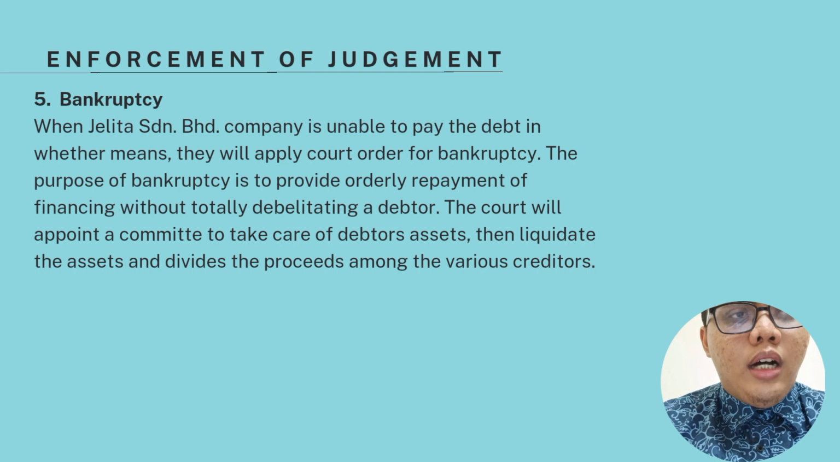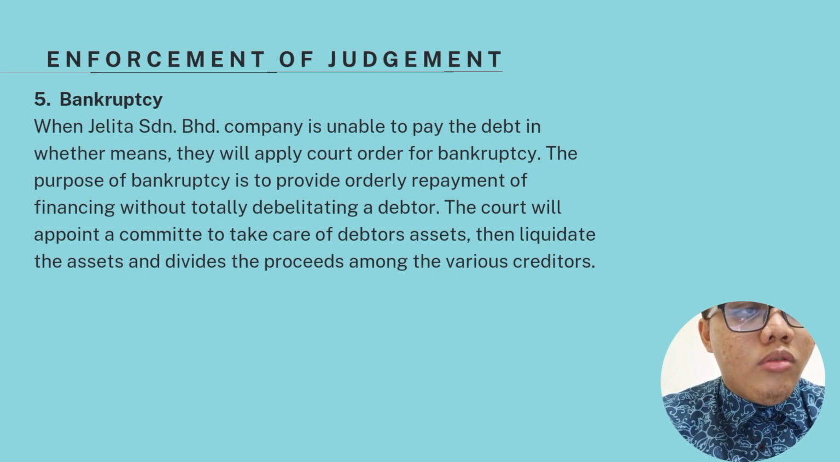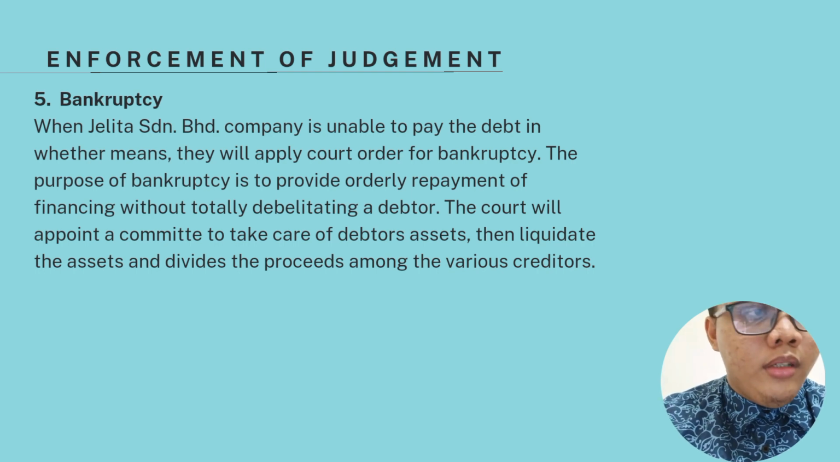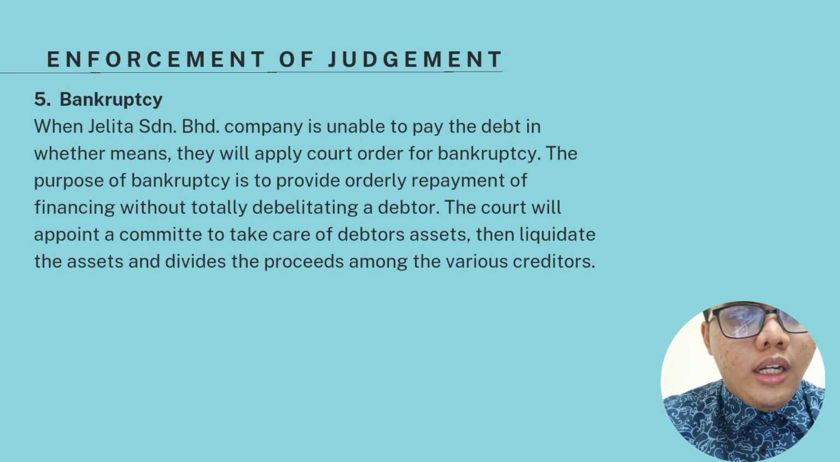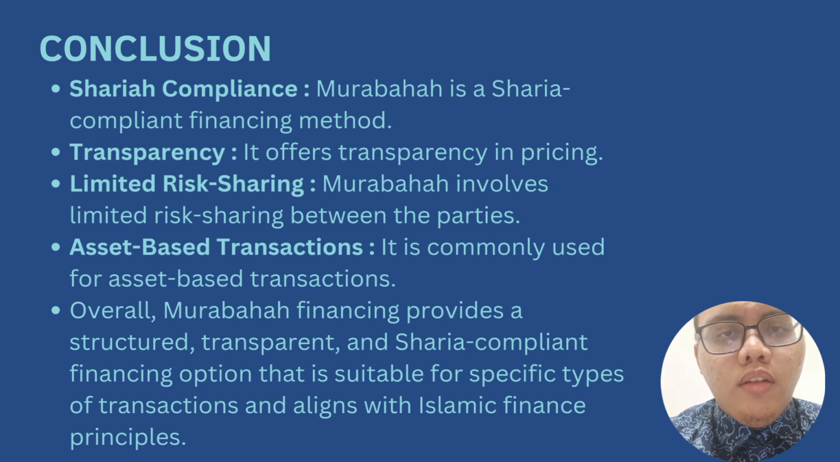The last step under enforcement of judgment is bankruptcy. When Jelita Sdn Bhd company is unable to pay the debt by various means, they will apply for a court order for bankruptcy. The purpose of bankruptcy is to provide orderly repayment of financing without totally debilitating a debtor. The court will appoint a committee to take care of the debtor's assets, then liquidate the assets and divide the proceeds among the various creditors.